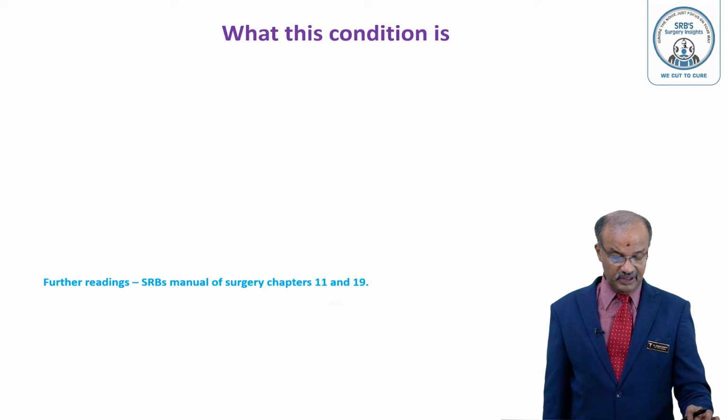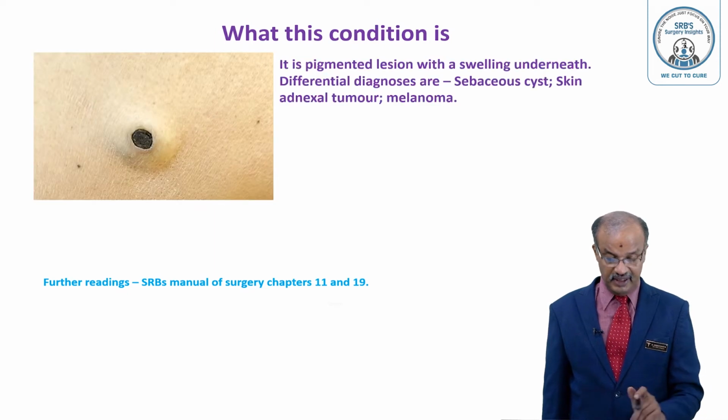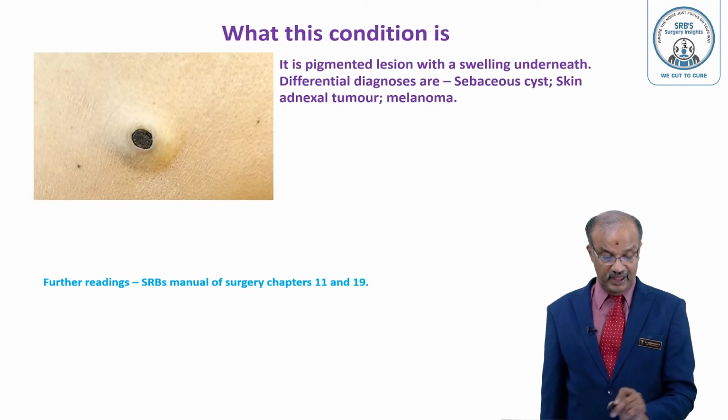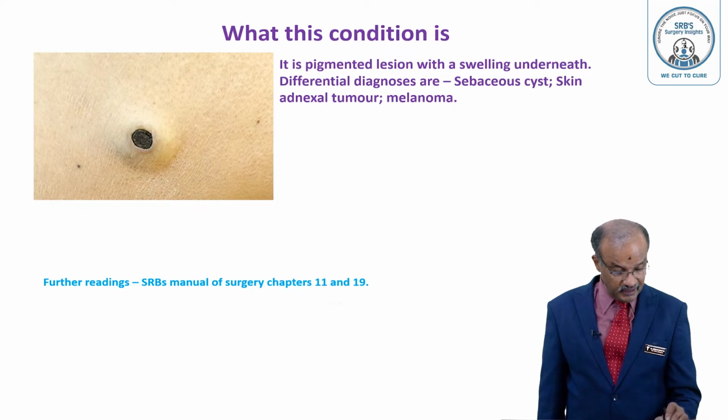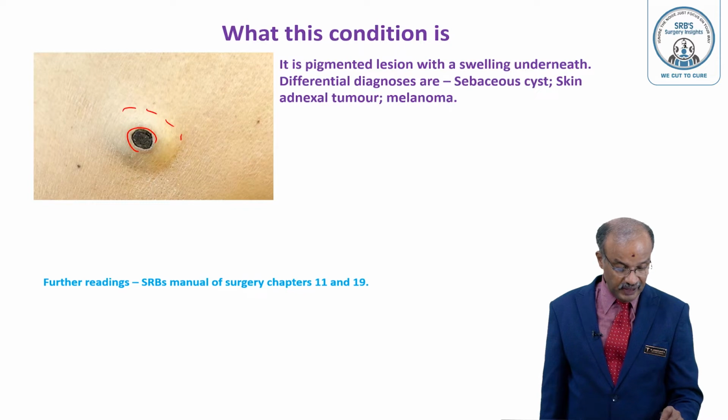Topic is pigmented swelling in the skin. Last topic, pigmented swelling in the skin. Hello students, we'll discuss a swelling in the skin or subcutaneous tissue which is a pigmented lesion with swelling in the skin and subcutaneous tissue. Just see what this condition is. You can see that it's a pigmented lesion with the swelling underneath. You can see the pigmented lesion here. You can see the swelling underneath like this.